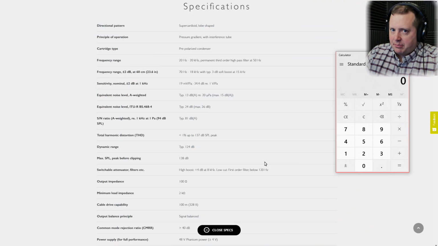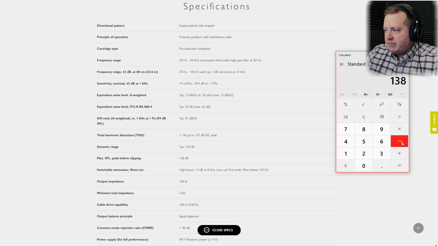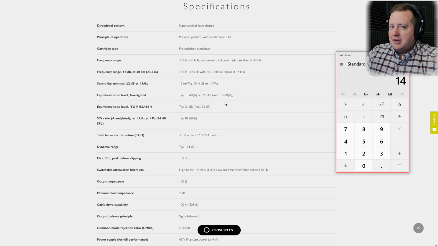All right, last example, the DPA 4017B, my favorite microphone. We have a maximum SPL of 138 dB. We're going to subtract from that the dynamic range of 124 decibels, and that gives us an equivalent noise level of 14. But if you notice here, it's listed as 13 typical and a maximum of 15. And so I guess they kind of just throw it in the middle there. So you see the specifications are sometimes a little on the confusing side.